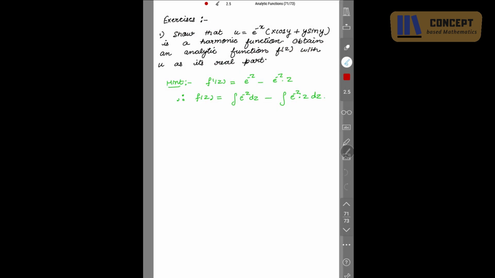Next, here are some exercises for you. Show that u is a harmonic function. Obtain an analytic function f of z with u as its real part. So you are to show over here that u is a harmonic function, just show that, and obtain your analytic function f of z by using f dash z. Now your f dash z comes out to be e to the power minus z minus e to the power minus z into z. You have to integrate this and you will get f of z is equal to integration of these two terms. I'm doing this integration for your final answer. You obtain f dash z on your own.